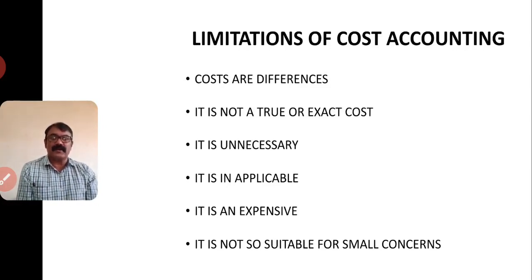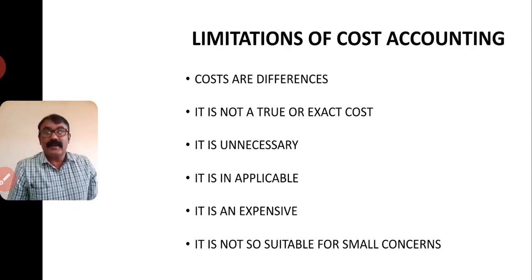Costs are differences. Yes, the cost will be different. How will the cost be different? The main reason for the cost differences is that the uniform procedure is not followed by the cost accountant. According to financial accounting, uniformity will be there, but uniformity principles are not there in cost accounting.